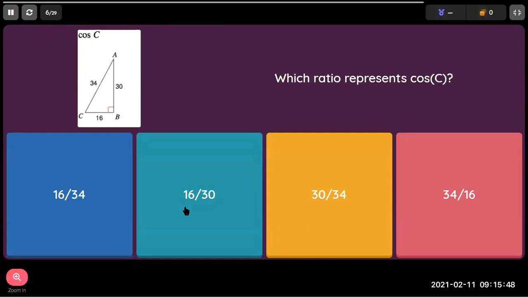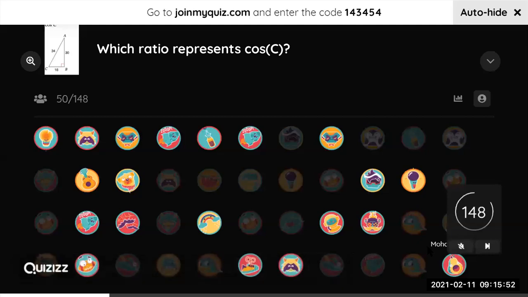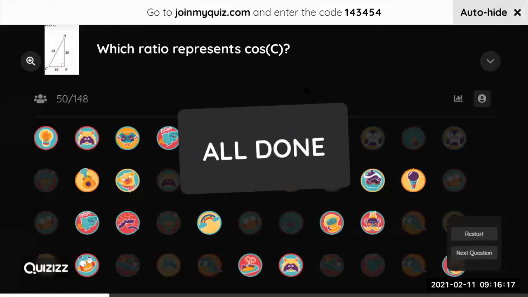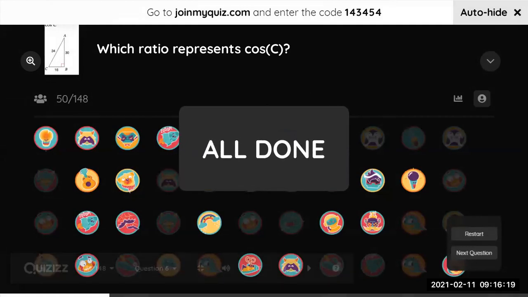Okay, many of you are not trying out. I see only 50 of you have answered so far. Adjacent side is CB and hypotenuse is AC. You are just supposed to substitute the values. Opposite is 34 and adjacent is what? Adjacent is CB. Yes, let me end this question and let's see how many of you have got it right. Only the confident ones seem to have submitted the answers.